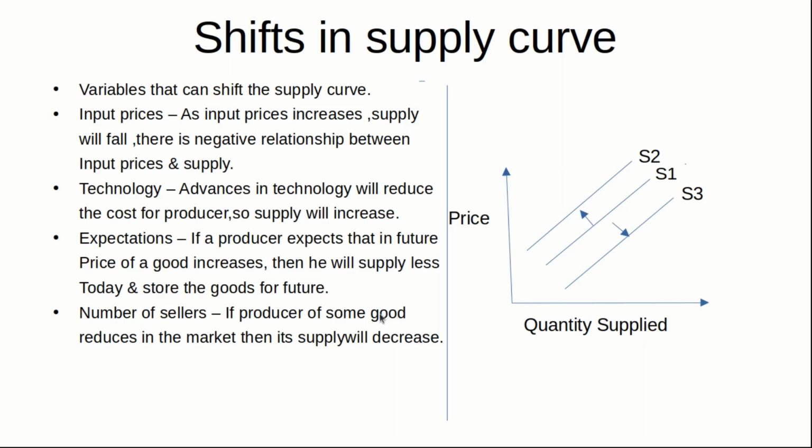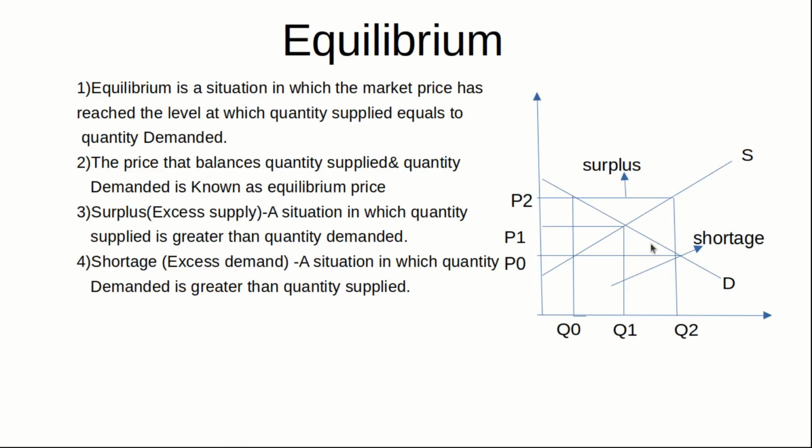Number of sellers. If producers of some good reduce in the market, then its supply will decrease. In some cases, some of the producers go out of the market. It will reduce the market share and there will be a decrease in supply. It will shift to the left. And when there is an increase in the number of sellers, it will be a rightward shift. Okay, we move to the next.